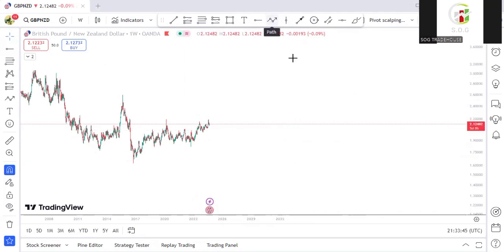So the market moves in three directions. It's either the market is trending up, or the market is trending down, or the market is ranging. So basically, we have the uptrend, the downtrend, and the ranging market.